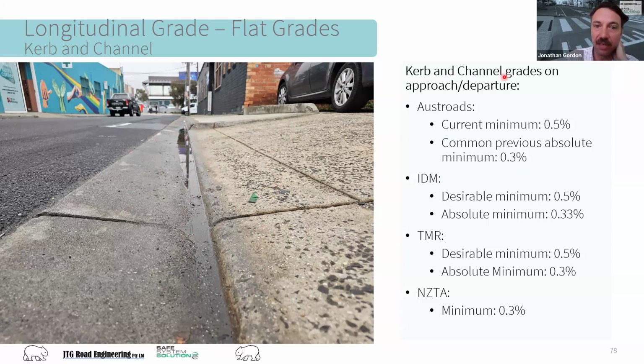So here's just a random selection of our minimum grades that we're looking for on our project site. So Austroads says 0.5, and very, very common out there is the 0.3, which is the previous minimum Austroads supported for curb grades. And then we've got our IDM requirements, TMR and others. So feel free to apply your own jurisdictional judgment and guidance to your sites, but there are such things as too flat, and please be aware of that.